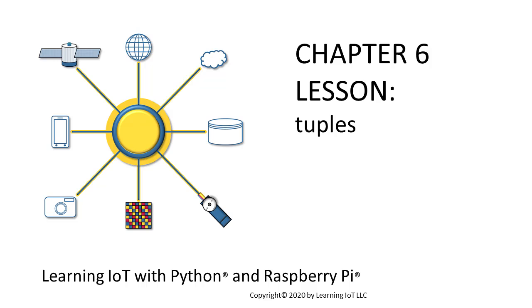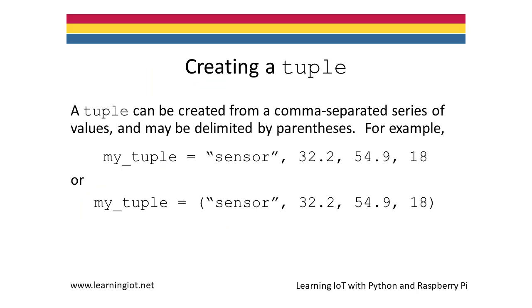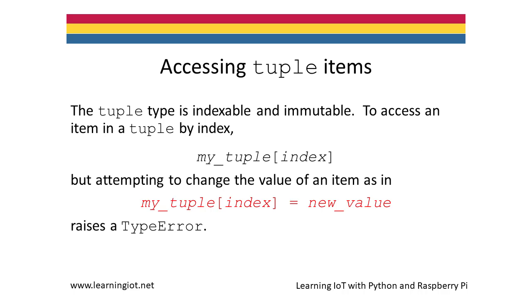In this video, you will learn how to use the tuple type. A tuple can be created by assigning a comma-separated series of values to a variable. Parentheses may be used to delimit the tuple, and this is often done for clarity. A tuple is an indexable and immutable data type. Different types of data may be stored in the same tuple. It can be thought of as an immutable list.